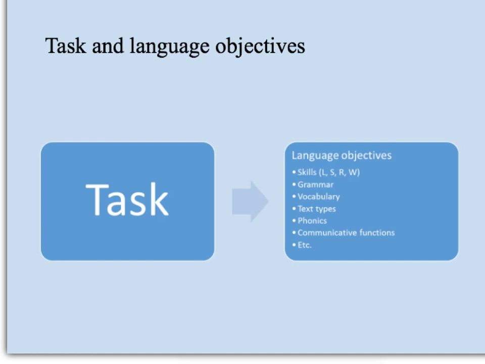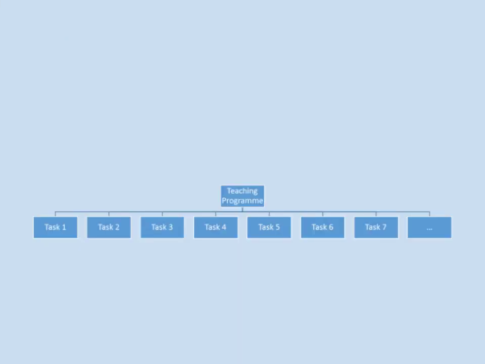Now let's go back to the language objectives. Language objectives are identified under tasks. And the language objectives are skills such as listening, speaking, reading and writing, grammar, vocabulary, text types, phonics, communicative functions, and so on and so on. So under task-based learning, a teaching program, say for 1 year or 1 month or entire primary schooling, will look like this, consisting of a number of tasks.